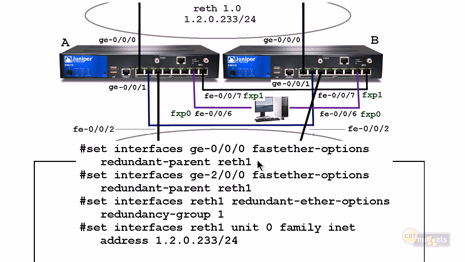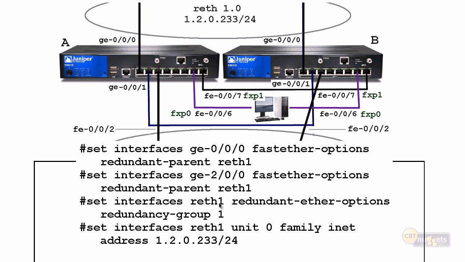Okay, let's go ahead and move this up a little bit so we can see RETH 1 up here. We're setting interfaces gig E000, that's this interface right here. Fast ether options, its redundant parent is RETH 1. Okay, then interface, and we know this will be changed to 200. So set interfaces gig E200, fast ether options, its redundant parent is RETH 1. You see that right here.